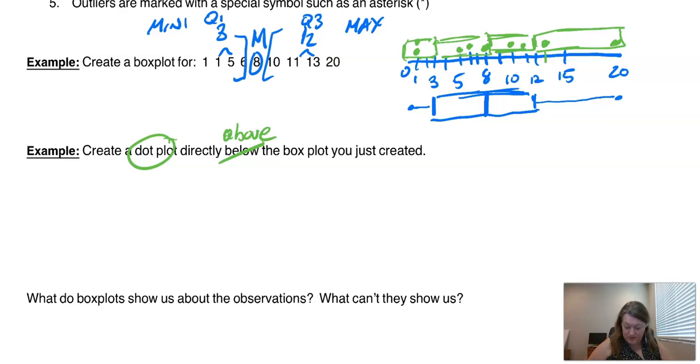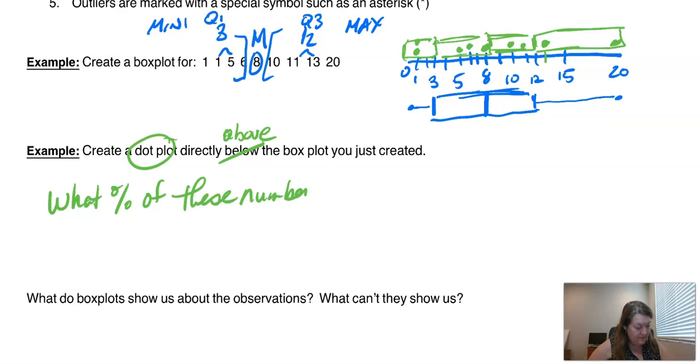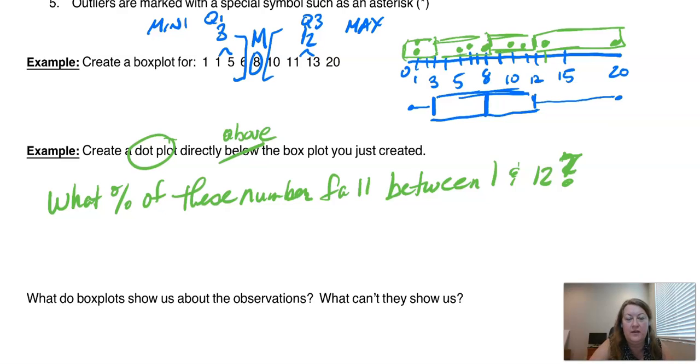If I asked you a simple question about this and I said, what percent of these numbers that we just used fall between 1 and 12? What percent go between 1 and 12?